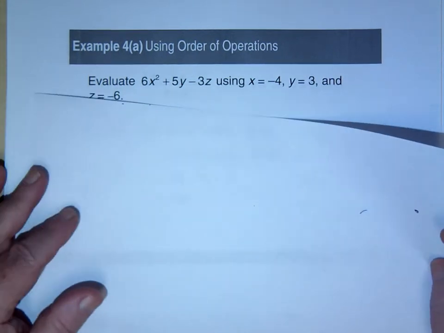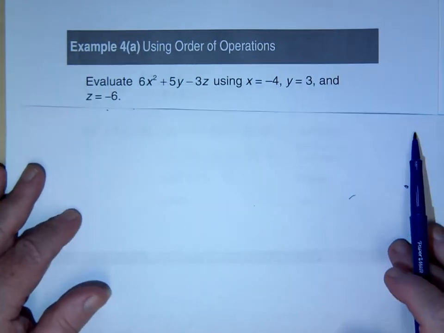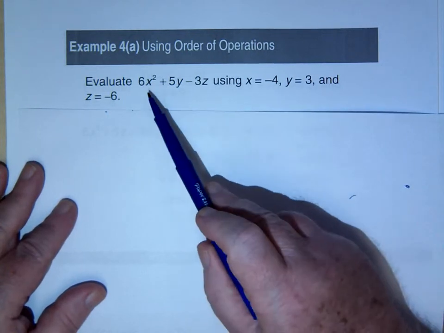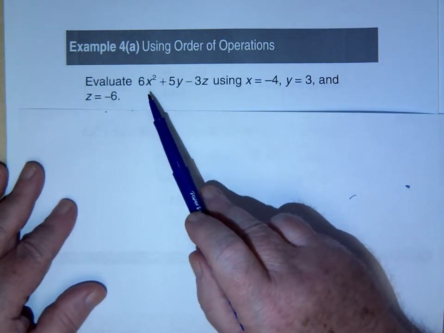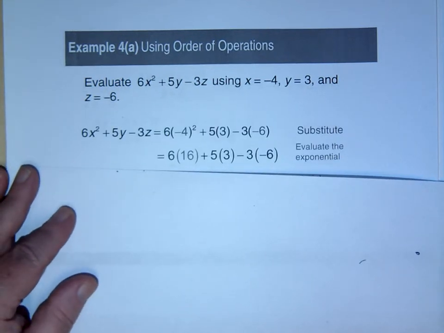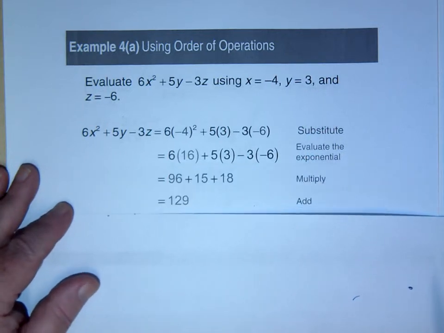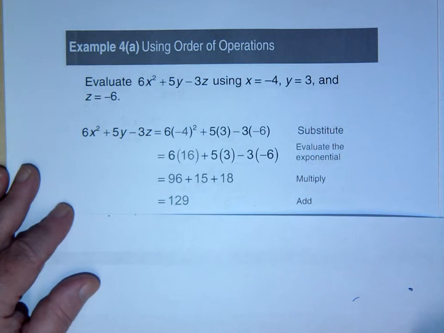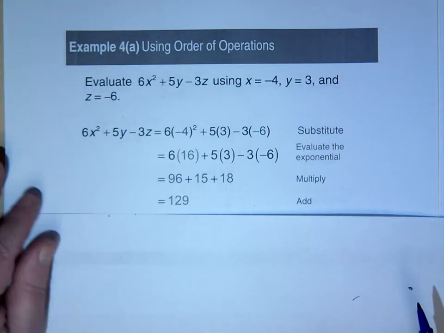We can also substitute values for x, y, and z. When we put them in straight up, we can do the calculations. So here we put minus 4 everywhere we see an x, we put 3 everywhere we see a y, and we put minus 6 everywhere we see a z. We go through and do the calculations in the correct order, doing the exponents first, then multiplying and dividing left to right. There were no parentheses to deal with, and so we get 129 as our answer.